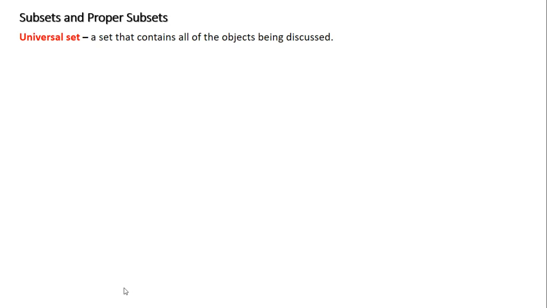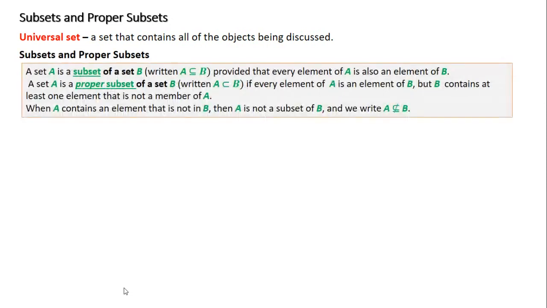Okay, so we're getting ready to go into drawing these sets visually. That's called Venn diagrams. But let's get some terminology first, okay? So a universal set is a set that contains all the objects being discussed. Like I like to say, it's the universe. Everything that's in my universe, that's what's going to be inside here, okay? So everything.